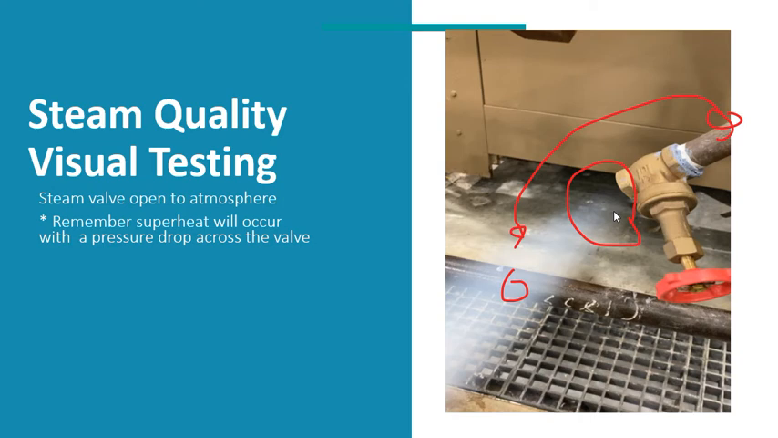So as I open this valve up, as you can see, it's invisible. So I have really good steam quality. Now it's not precise, but it gives me an indication of what the steam quality is. So going out and opening a valve to atmosphere will give us an indication of what steam quality is.